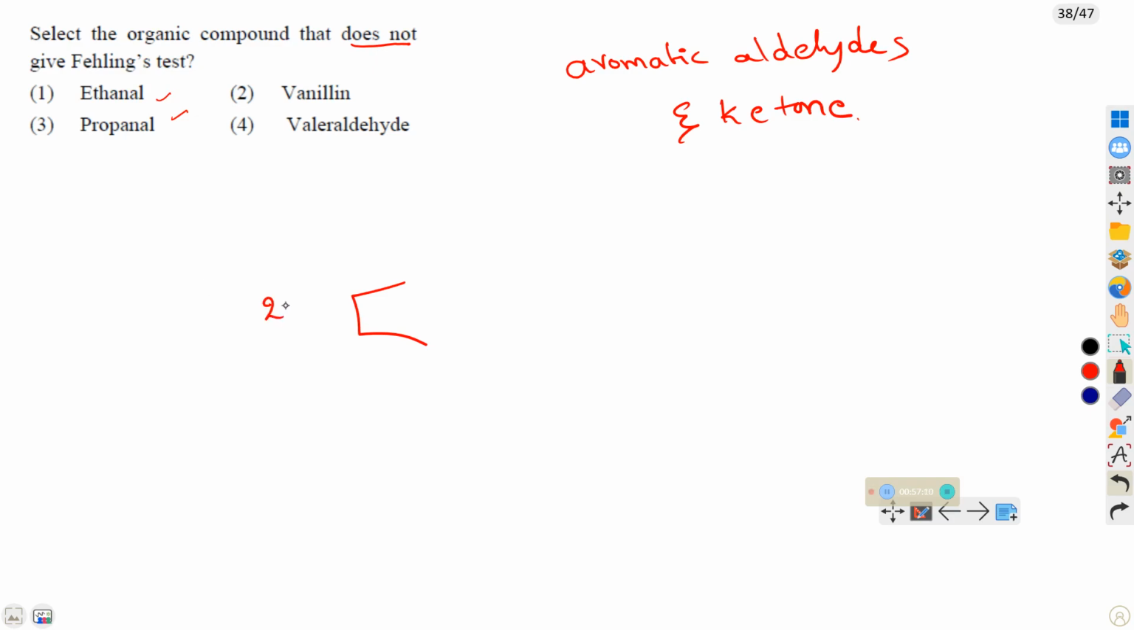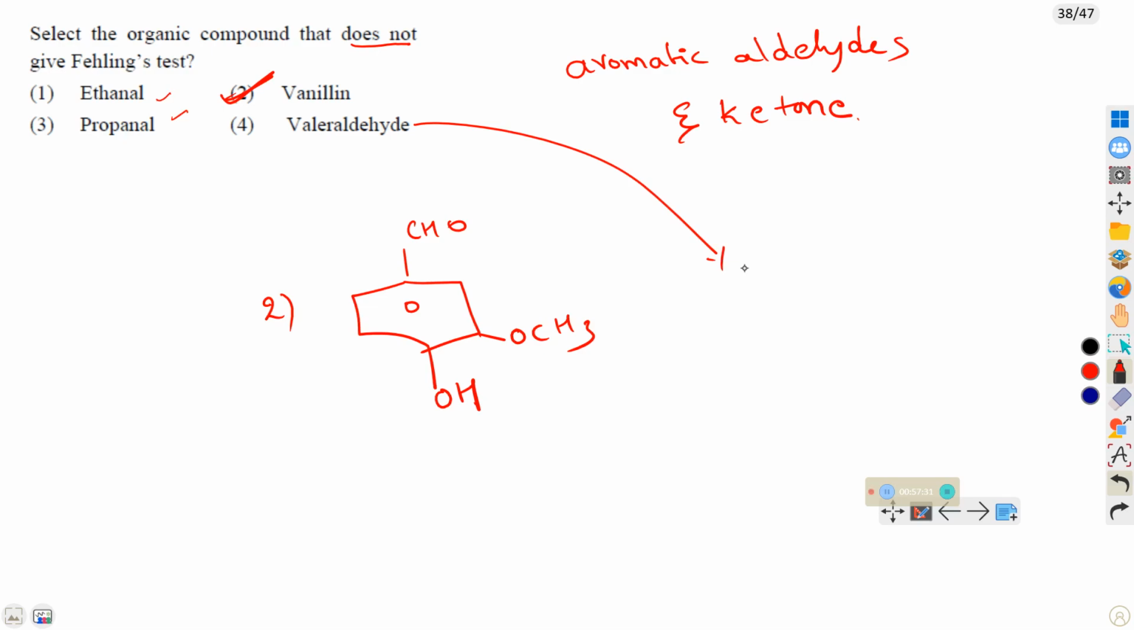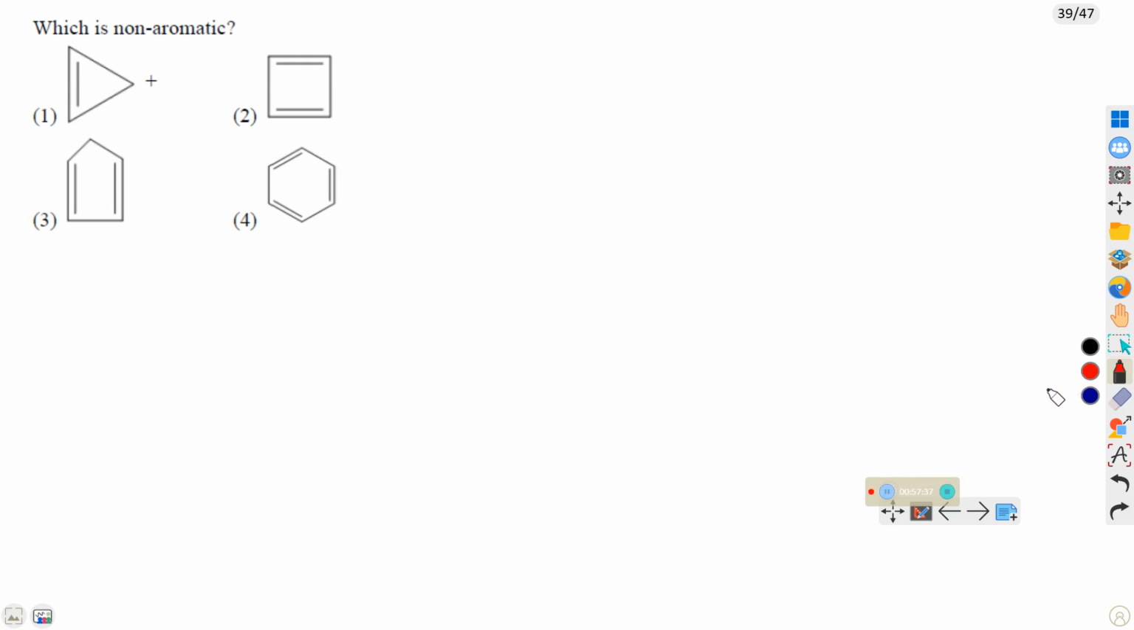second one. Vanillin, pleasant fragrance. Vanillin structure: CHO, OCH3, OH. The second one does not give it. Even valeraldehyde gives it. Valeraldehyde is nothing but the third one. Valeraldehyde means pentanal, aliphatic, gives it. Which is non-aromatic.